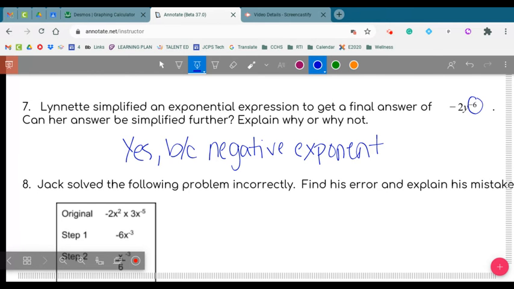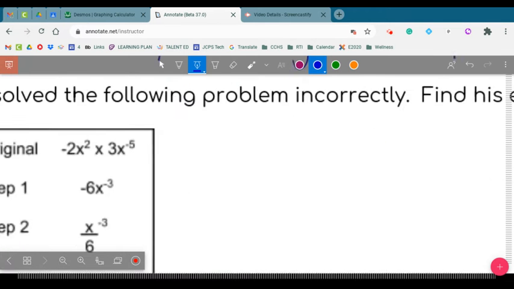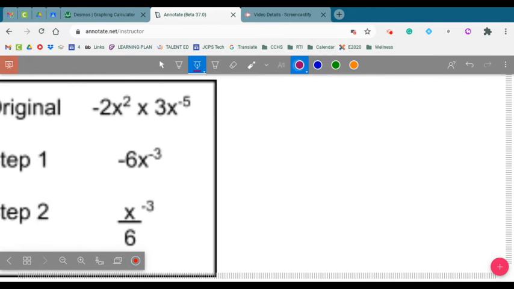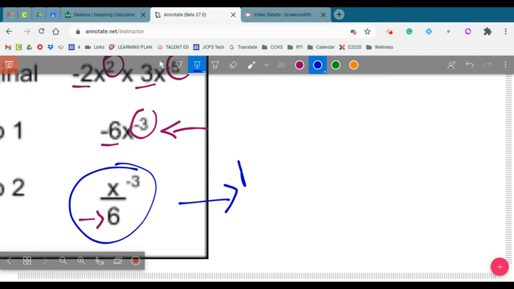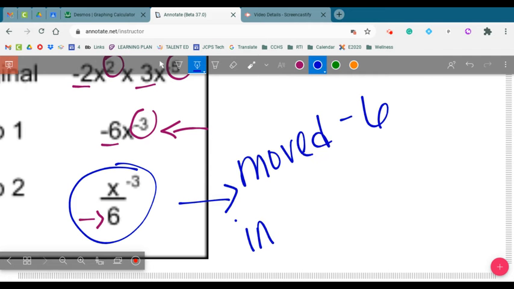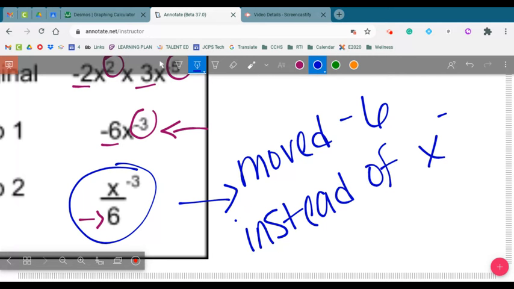Next, Jack solved the problem incorrectly. Find his error and explain his mistake. So you just have to circle his error. Whenever you're multiplying, you take negative 2 times 3 to get negative 6. That's right. 2 and negative 5 will give you negative 3. He did that right. Then he had a negative exponent there, so that needs to go to the bottom. Well, he moved the 6 to the bottom. So his error is right here, because he moved negative 6 instead of x to the negative 3, because you want to move your negative exponent.